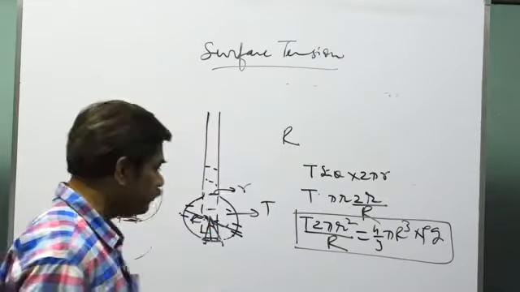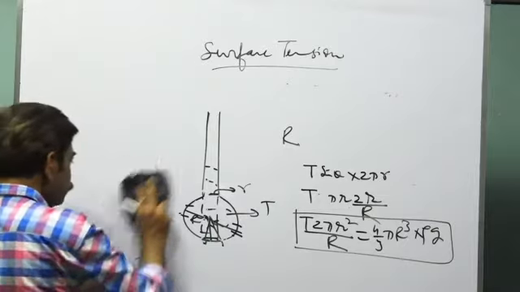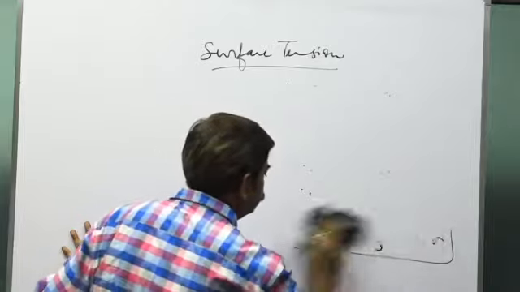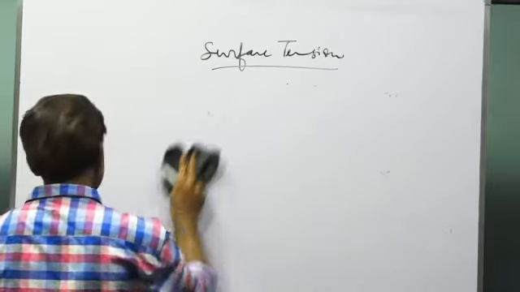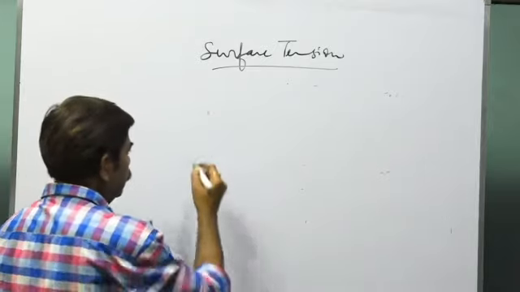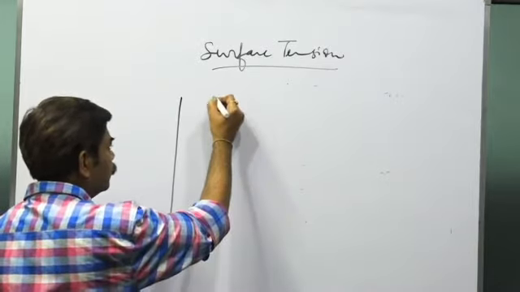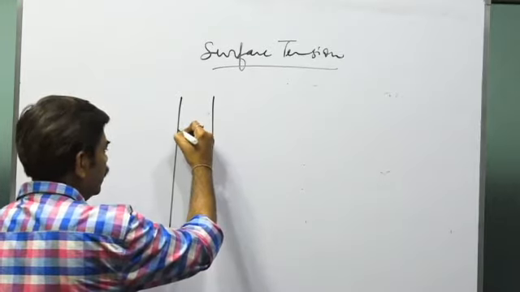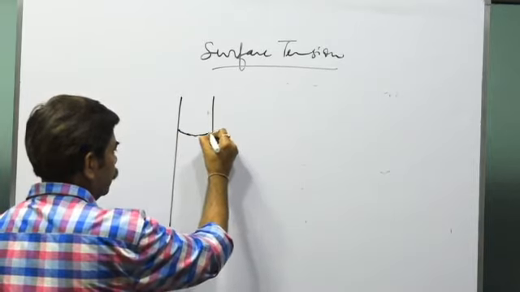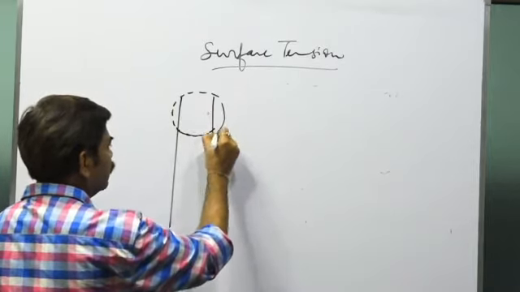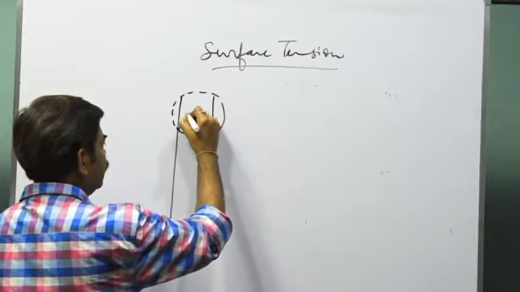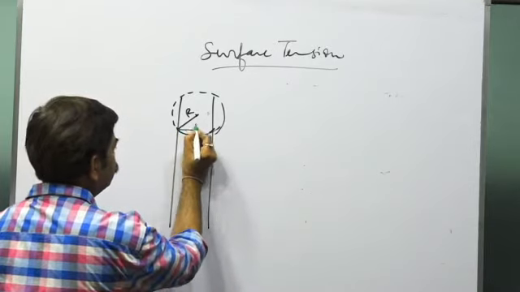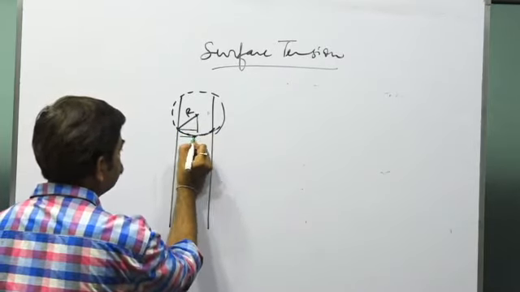Now see, I'll be using the same concept of this 2T by R in the case of a capillary also. You'll see this. Look at this. Suppose we have a capillary. In the capillary also, this is the meniscus. I complete the circle of the meniscus. So the radius of this meniscus is capital R, and say the radius of the capillary is small r.